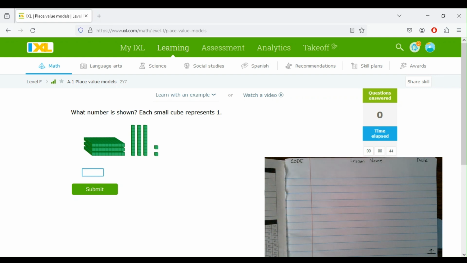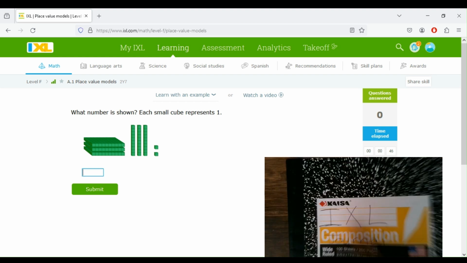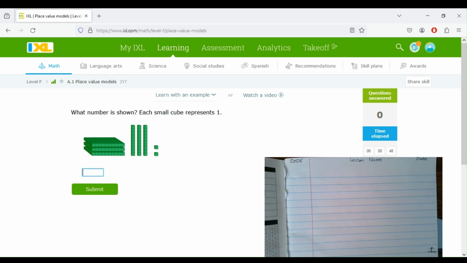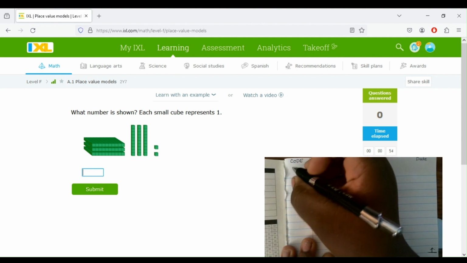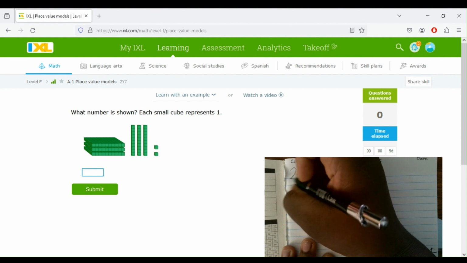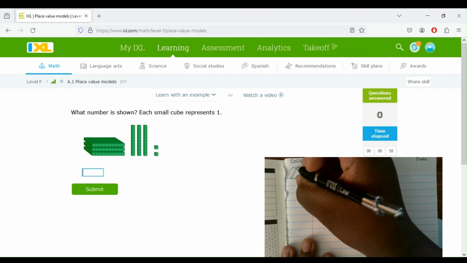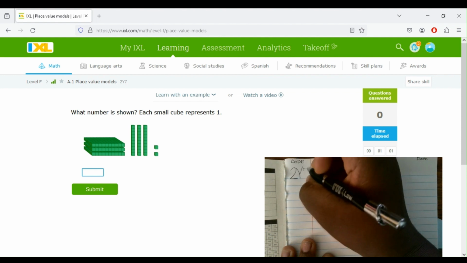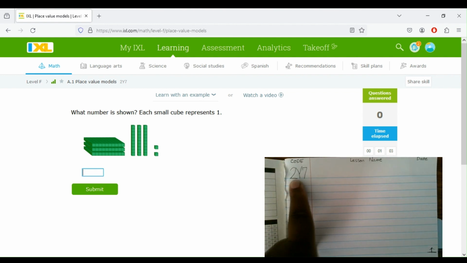Okay, so I have my IXL journal. I'm always going to start by recording the 3-digit alphanumeric code. It's going to be some alphabet letters and some numbers. That code is 2Y7. I'm going to record the code nice and big.